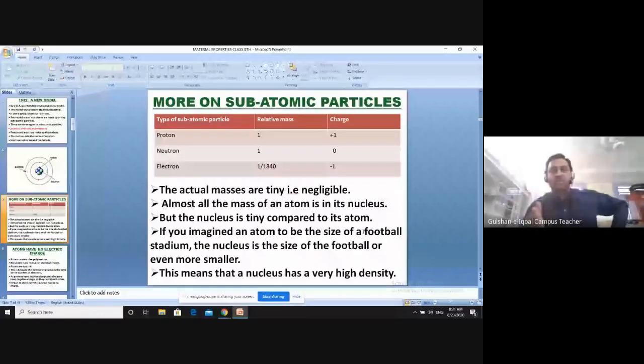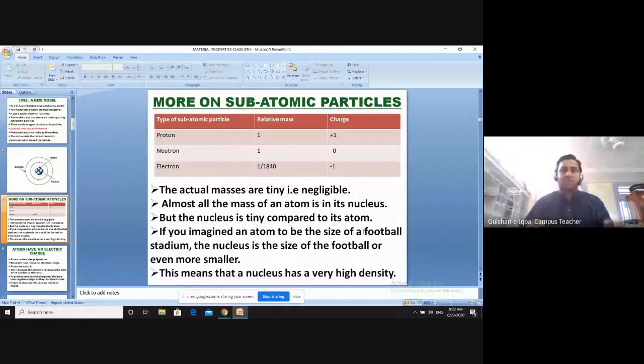And electron is a much lighter particle; its relative mass is 1 upon 1840 as compared to neutron and proton, and its charge is -1. So the masses present in these particles are very tiny and negligible. The lightest particle is the electron. Okay, the lightest particle among these is the electron.